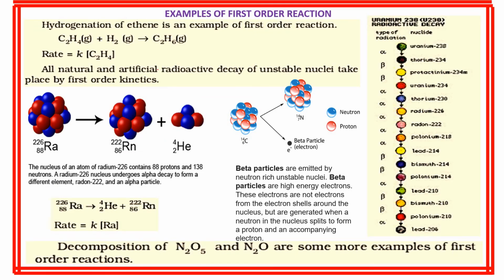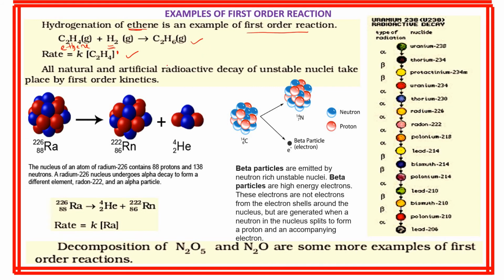Now let me take some examples here. Hydrogenation of ethene. This is the ethene molecule. On hydrogenation, you are going to get C2H6 here. Now rate is equal to k into concentration of C2H4 to the power of 1. Therefore, it is a first order reaction. So hydrogenation of ethene is nothing but a first order reaction.